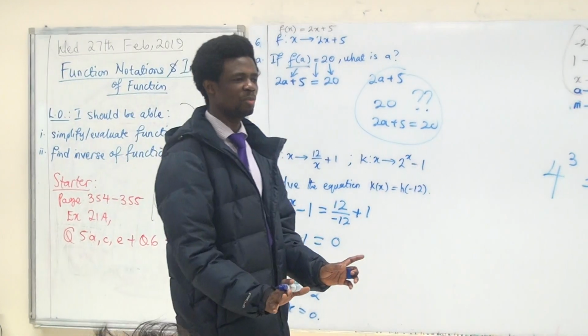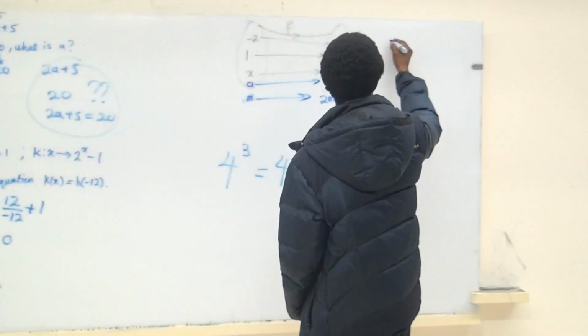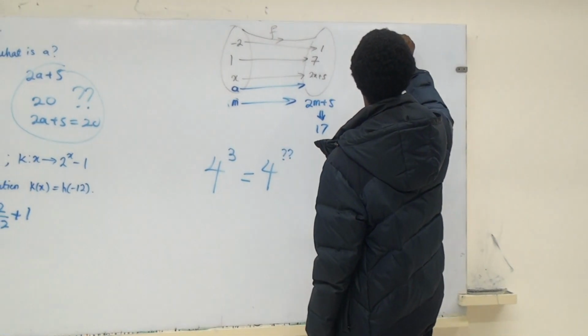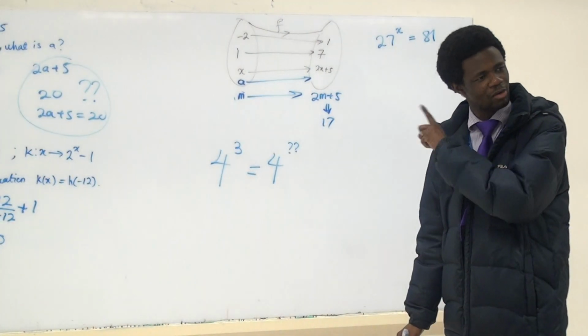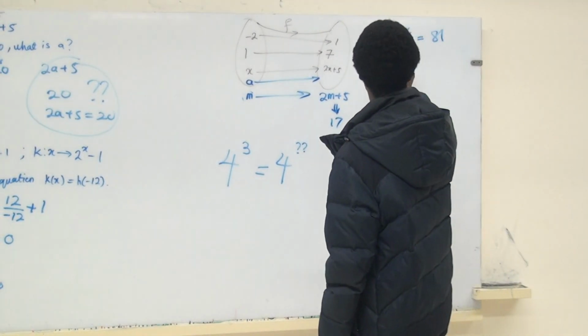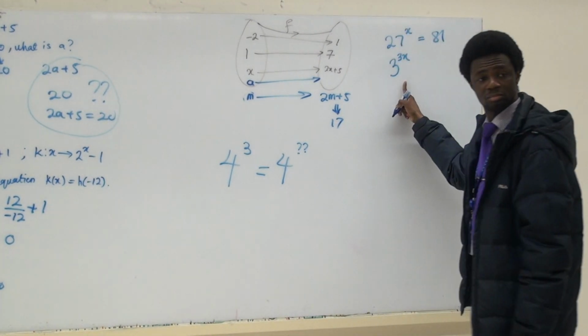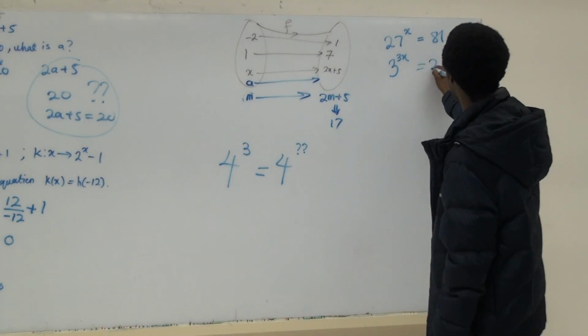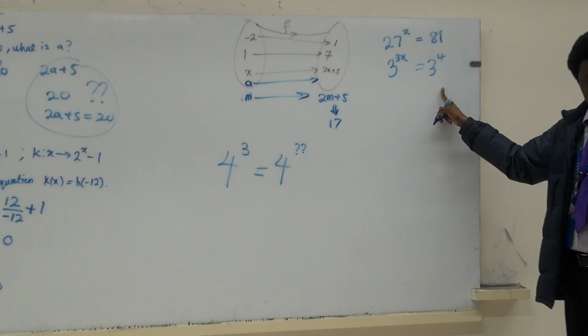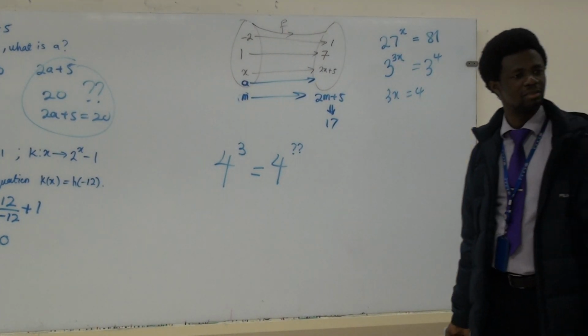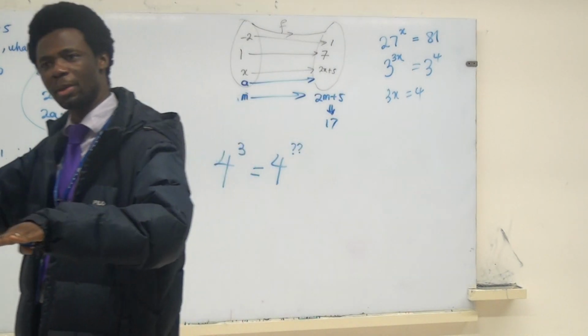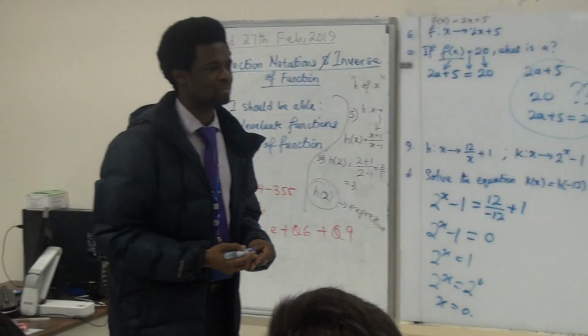We will still discuss more in indices. I'll give you questions like 27 to power x equals maybe 81. The goal is to have equal power. Do you agree this is 3 to power 3x? And this is 3 to power 4? So the equation becomes 3x is equal to 4. Then you solve for x. The goal is to make sure they have the same base, then you can equate the power.